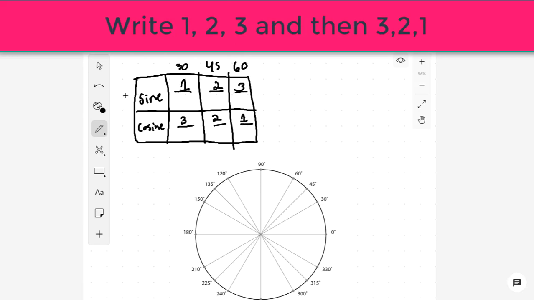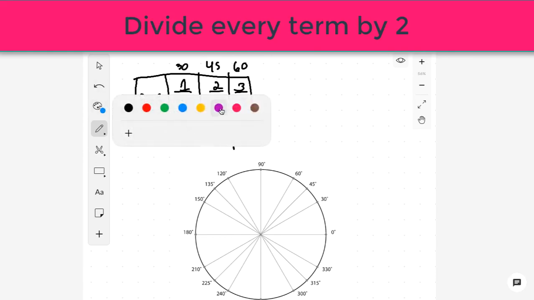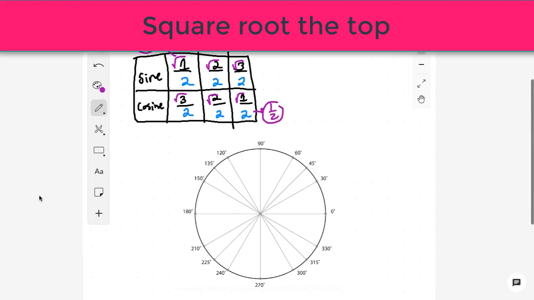After that, I want you to go ahead and divide every single number by 2, and we're almost done. And then what I want you to do is take the square root of all the numbers on the top. Now, notice that the square root of 1 over 2 is just 1/2, just like this guy right here. Bingo! We got everything we need for our unit circle.